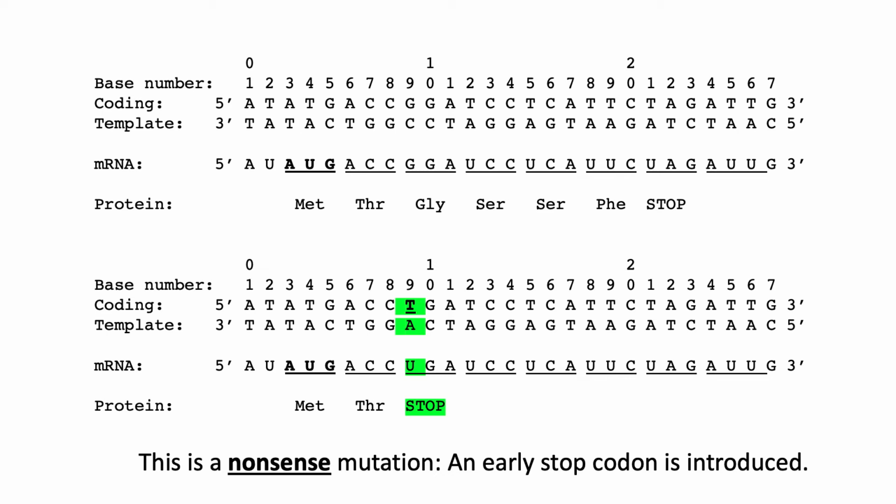In this case, like previously, there's been a single base change, also at base number 9. However, this change results in the glycine being replaced by a stop codon. This is known as a nonsense mutation, where an early stop codon is introduced and the polypeptide is not full length.